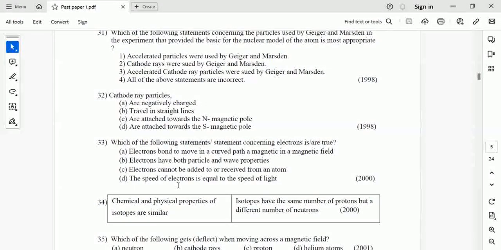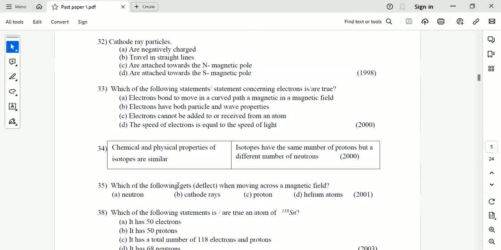Electrons can be added, which means electron gaining. Electrons can be removed, which means ionization energy. Okay, C is wrong. D, speed of electron is equal to the speed of light. Wrong. A true, B true. A, B only, first answer.